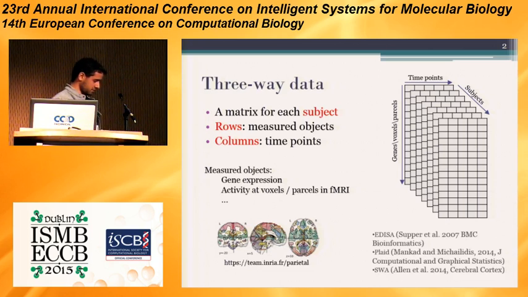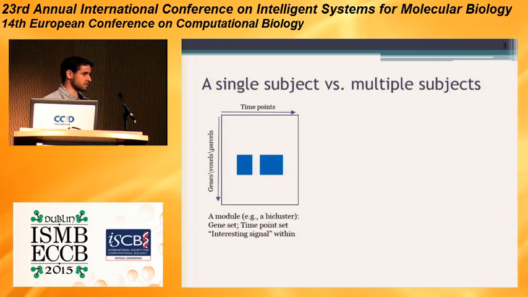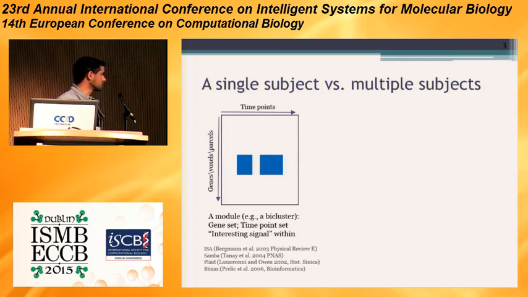Over the years, several methods were developed to analyze these data, for example, methods that co-cluster genes and subjects. Now, assume for now we have only one matrix, that is, we've measured only one subject. One interesting pattern you can search for is a subset of the genes and a set of time points such that these genes are highly activated in these time points. Of course, this reduces to the classic biclustering problem, and many methods were developed over the years.